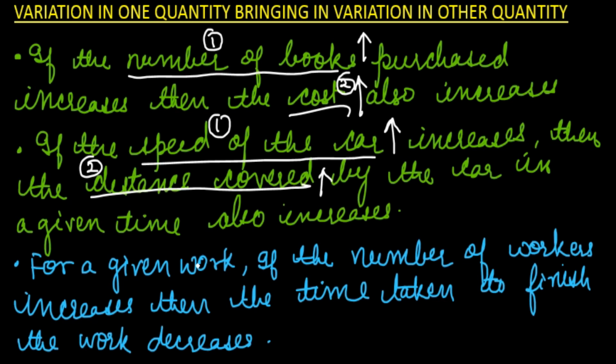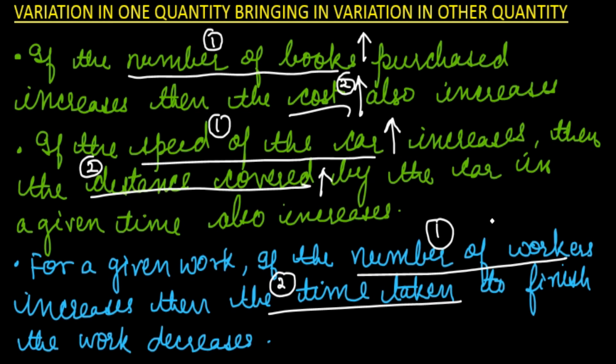And in the third scenario, we see that for a fixed amount of work, if the number of workers is increasing, if there are more workers, then the time taken to finish the work is less. So if the workers are increasing, then the time taken decreases.